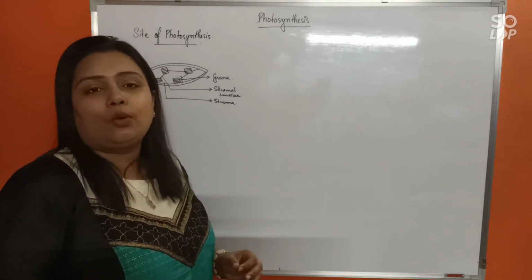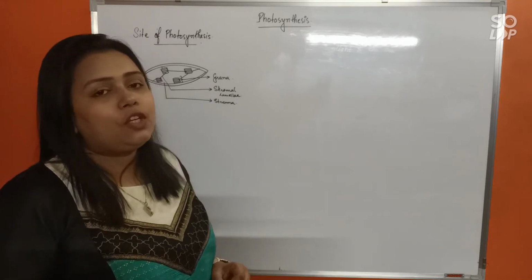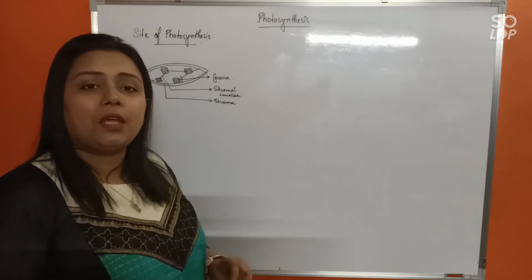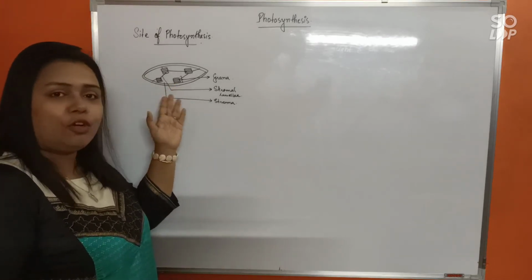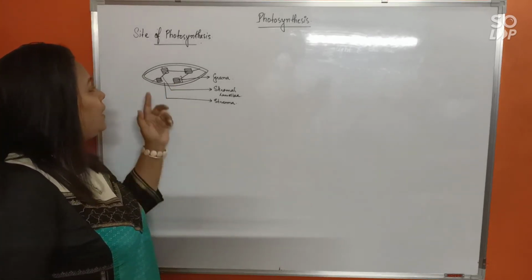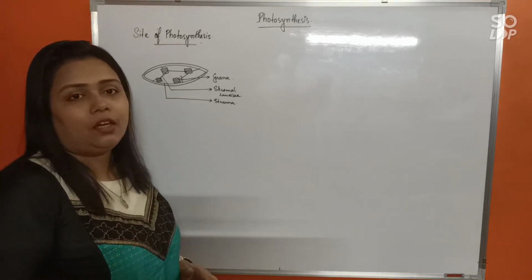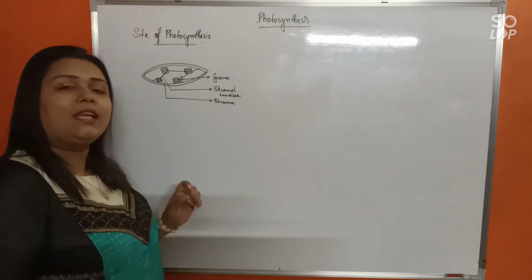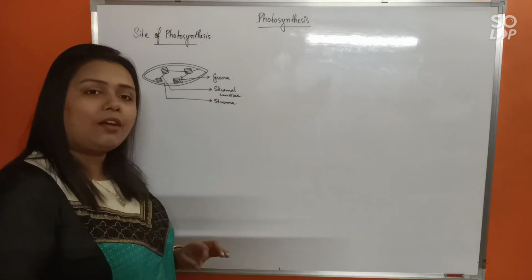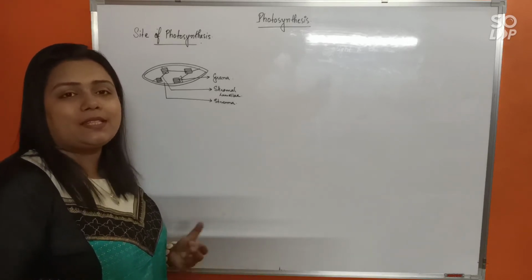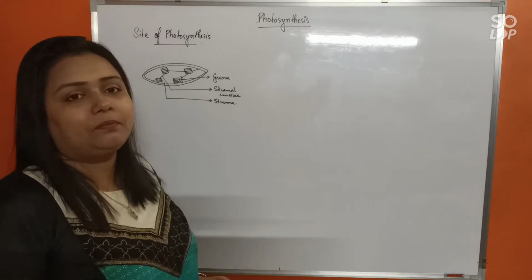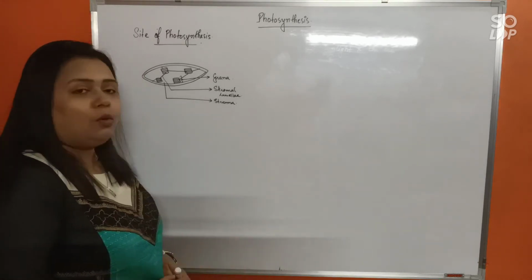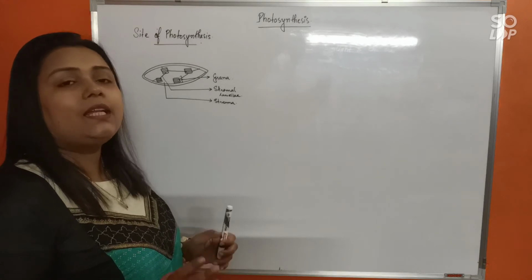So in the chloroplast, there is a clear-cut division of labor that can be seen, because the light reaction occurs in the grana and of course stromal lamellae, and the dark reaction would occur in the stroma. Okay? Light reaction in the grana, dark reaction in the stroma. So we can say that chloroplast shows a clear-cut division of labor. Now, let us observe the grana in detail.